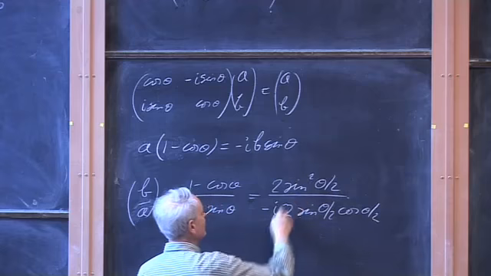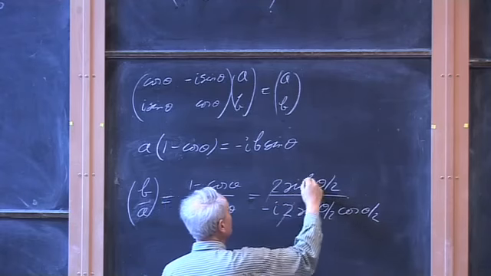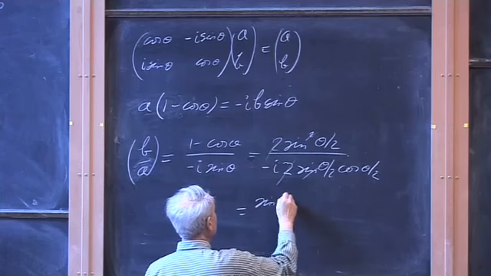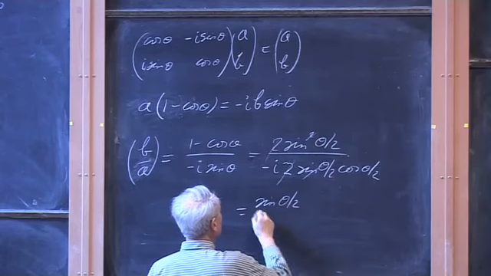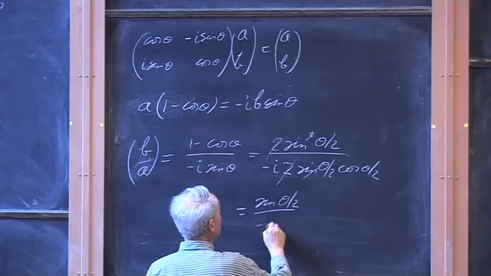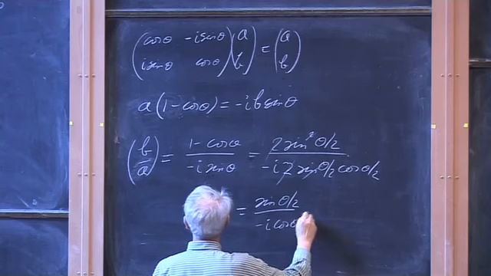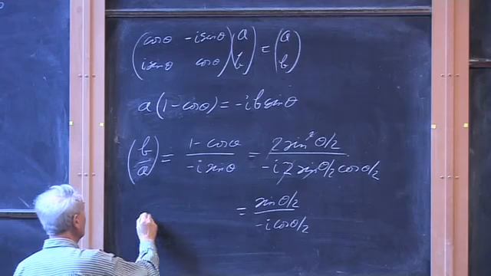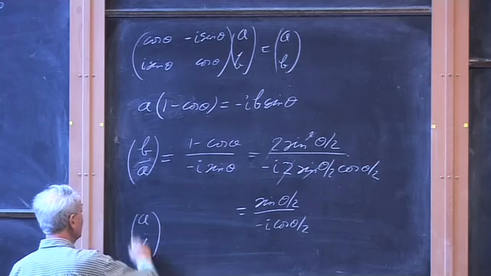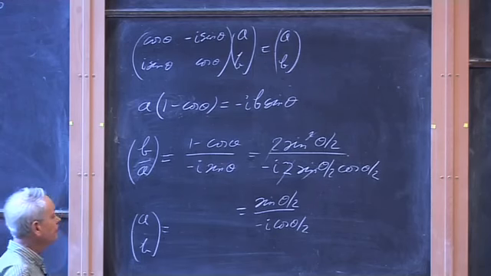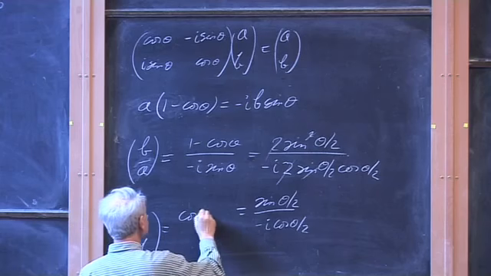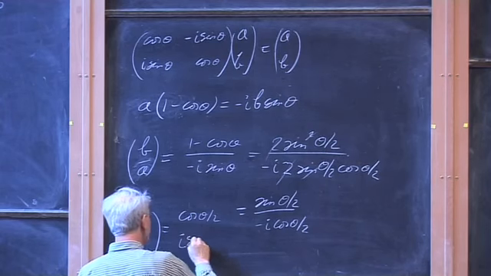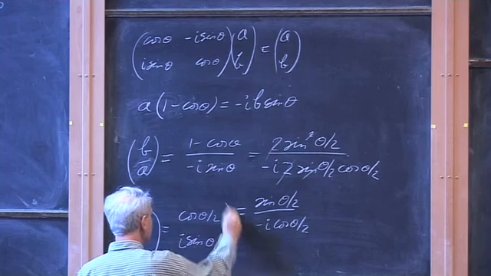So we can cancel a number of things. The 2's cancel, one of the sine thetas cancels, and we end up with sine theta over 2 over minus i cos theta over 2. So I can now write that A over B is equal to cos theta over 2 over i sine theta over 2.